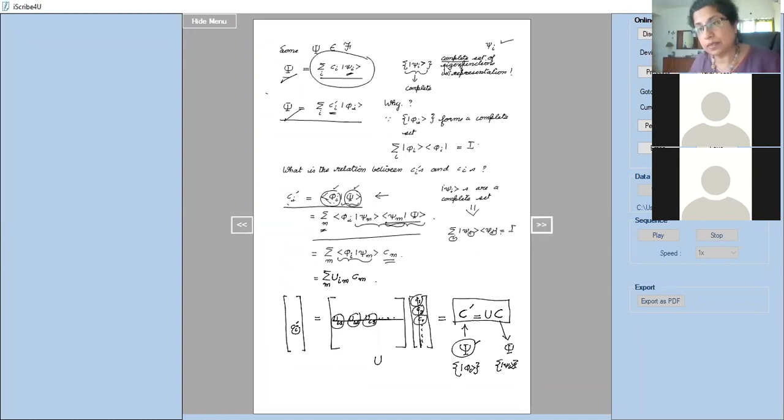Has everybody understood this? Then we can move on to the next thing. So this is the relation between the Ci primes and the Ci's, that your Ci prime is equal to summation over M, UIM CM. Right. So now we have another thing to prove.